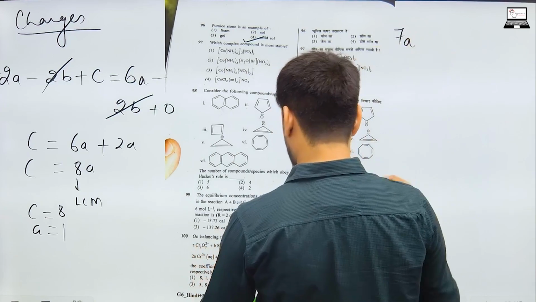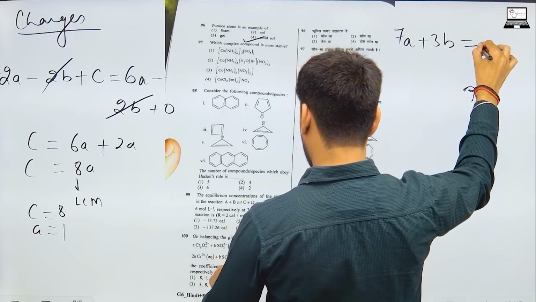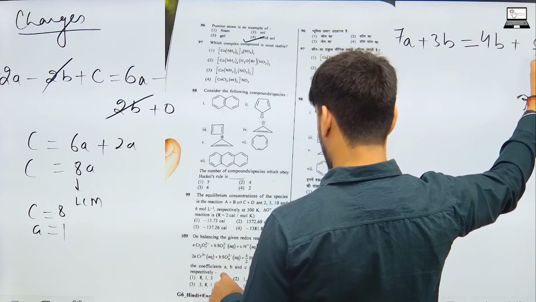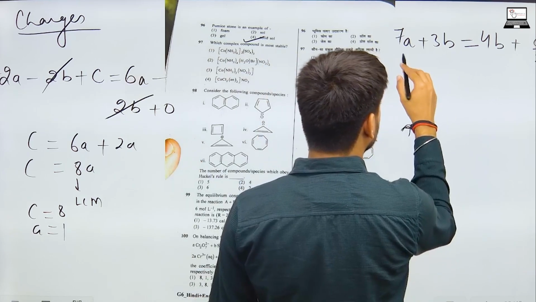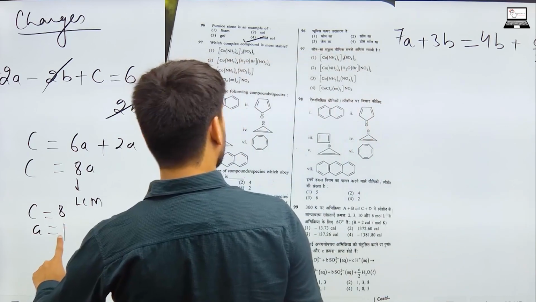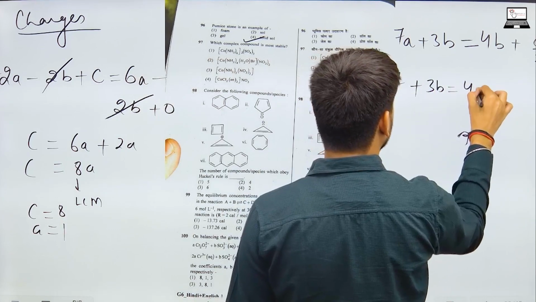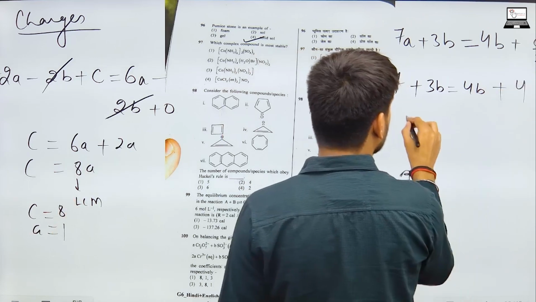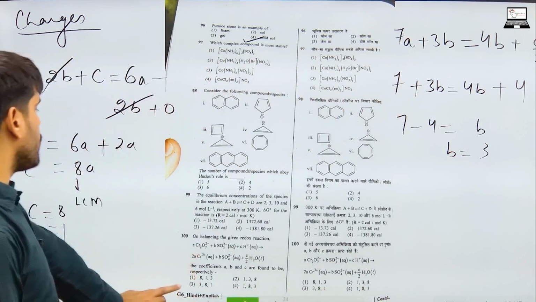So the oxygens: 7a plus 3b is equal to 4b plus c by 2. Let us see this. So this is 7a, and a is 1, right? So 7 plus 3b is equal to 4b plus 8 by 2, c is 8, and 8 by 2 is 4. 7 minus 4 is equal to b. So b comes out to be 3.